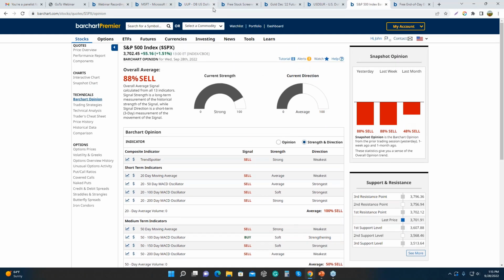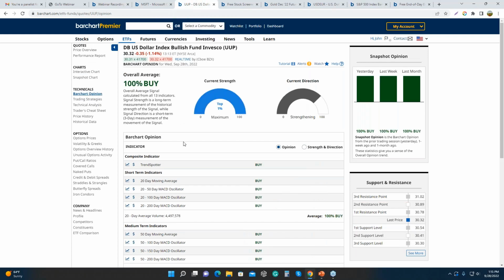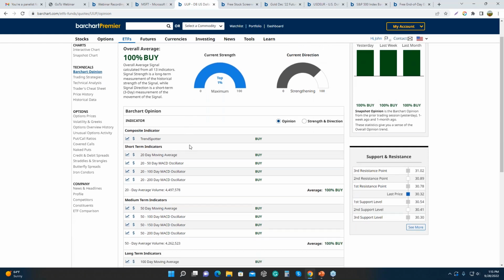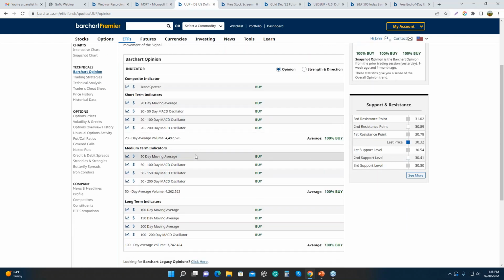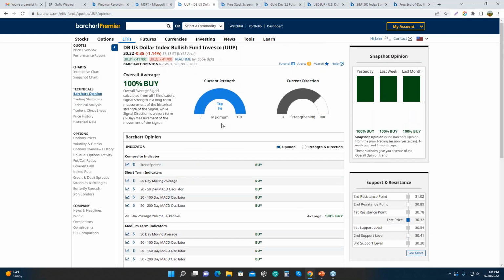So let's jump to another market. Here is an ETF. This is a bullish dollar index, so the dollar, and this is the UUP. And you can see here that our overall current strength is in the top 1%. In other words, every one of our technical indicators, our short, medium, and long-term indicators, are all buy signals. In other words, bullish. And we're getting the maximum reading, and we're in the top 1% of that.